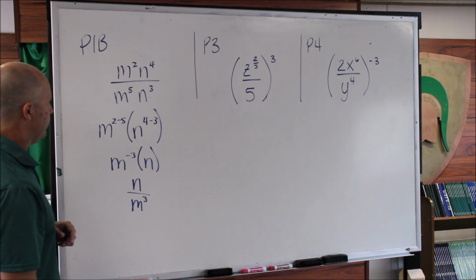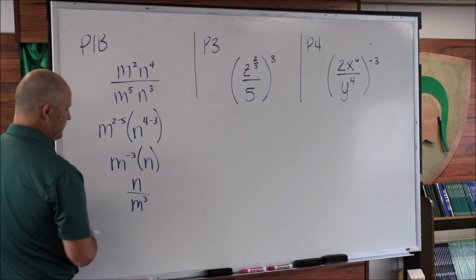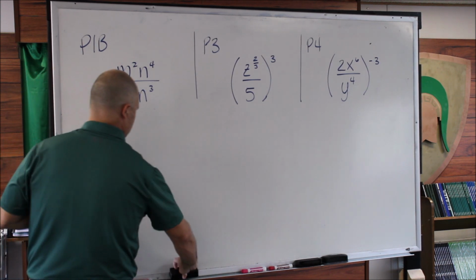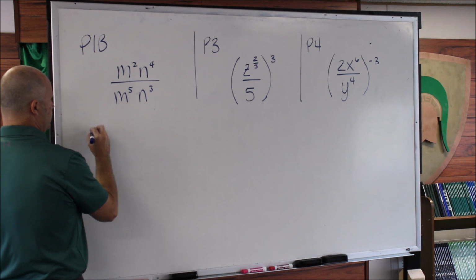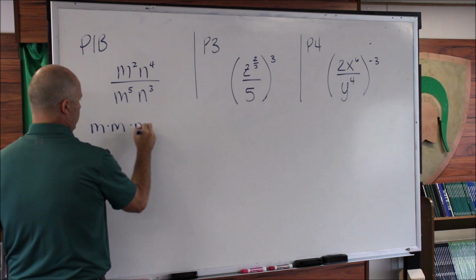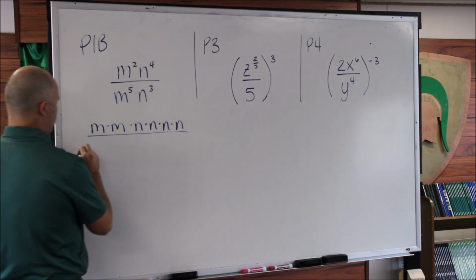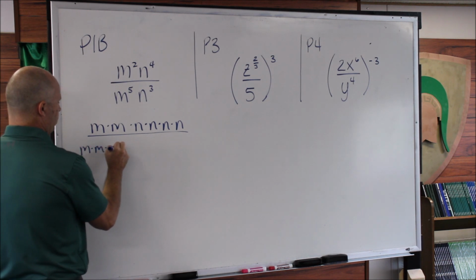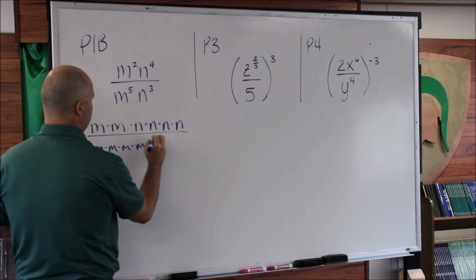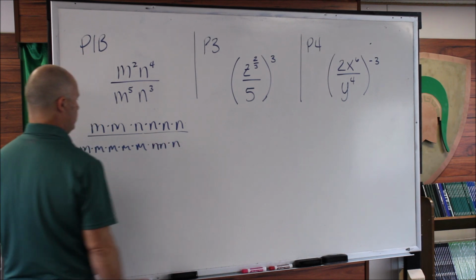The other way to think about it would be like this. Where do I have more m's at? In this case, I've got, go ahead and erase this. You've got 2 m's in the numerator. So m times m, and then 4 n's. So n times n times n times n over m times m times m times m times m. There's 5 there, and then 4 there, and then 3 n's down here.